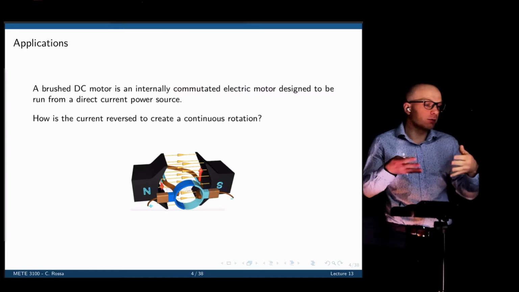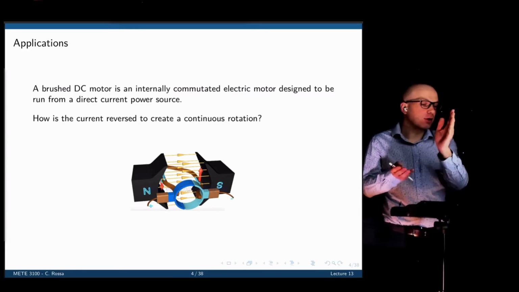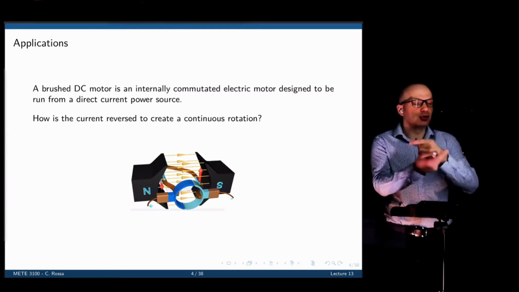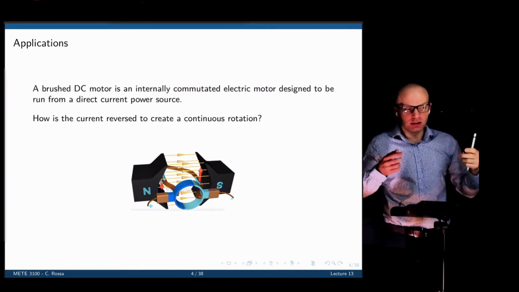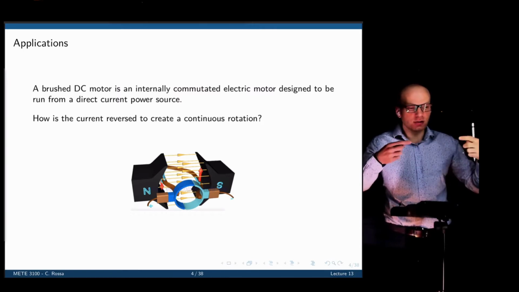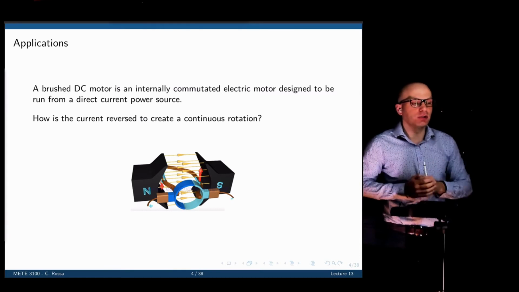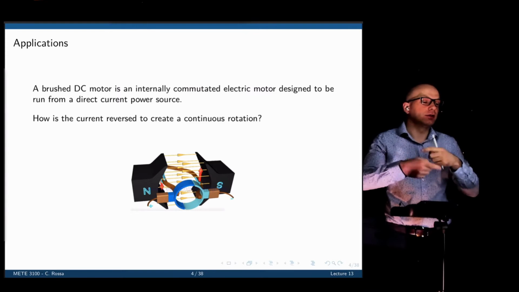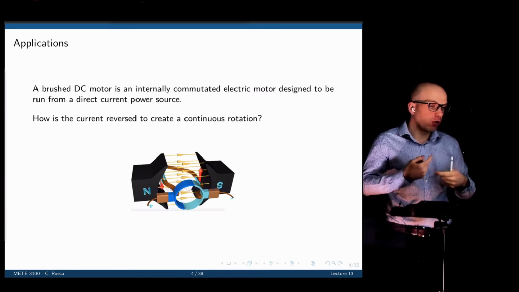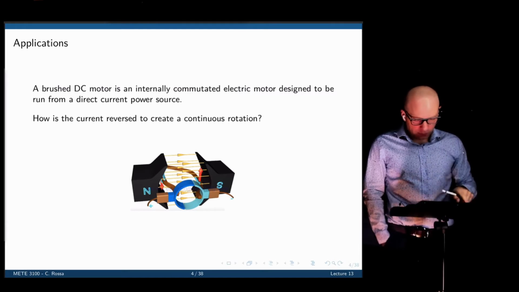We'll see later, if the commutators were not there, then the force would, in half a cycle, be in one direction, in the other half it would switch directions, and the motor would not rotate continuously. So the idea of having these brushes and commutators is to switch the direction the coils are actuated depending on the orientation of the coil itself, to ensure that the force developed in the coil is always in the same direction, so ensure continued rotation.